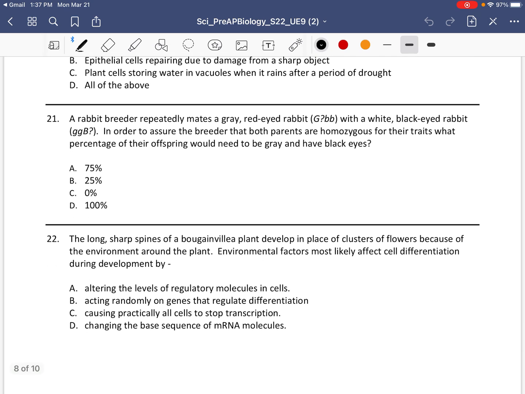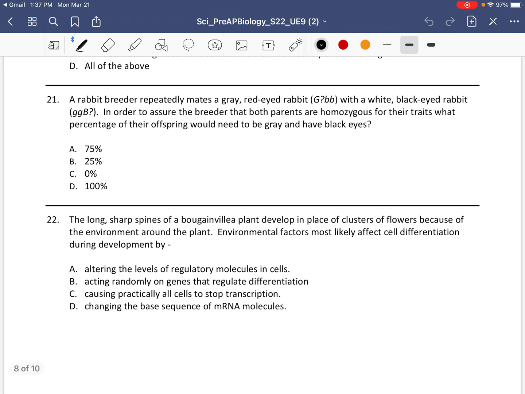Question 21. A rabbit breeder repeatedly mates a gray, red-eyed rabbit, capital G, lowercase b, with a white, black-eyed rabbit, lowercase g, capital B. In order to assure the breeder that both parents are homozygous for their traits, what percentage of their offspring would need to be gray and have black eyes? A. 75%, B. 25%, C. 0%, D. 100%.